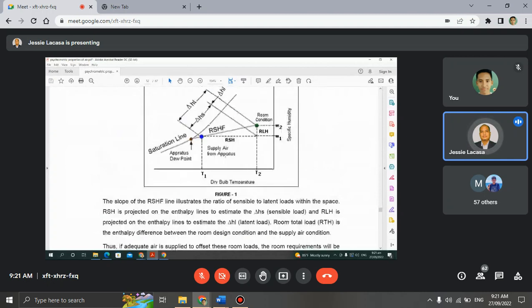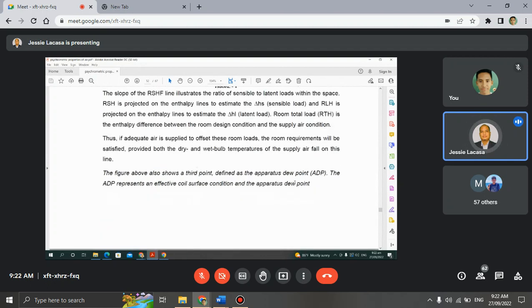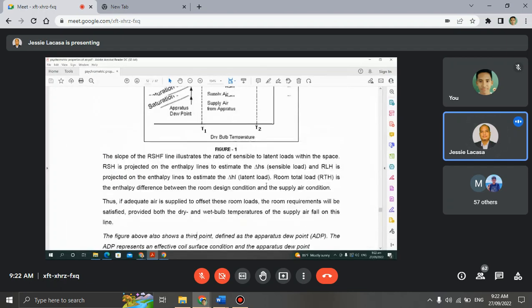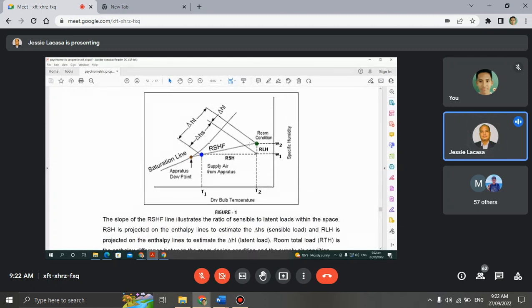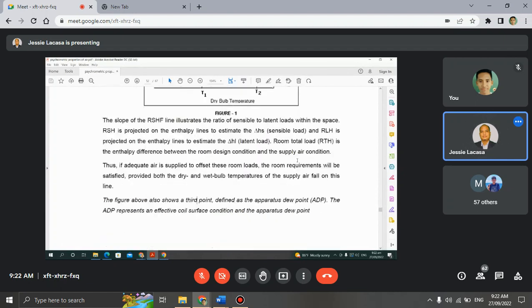So it should hit here. The room supply should lie on this line, no? As long as it is on this line, it is fine. Provided both the dry bulb and wet bulb temperatures of the supply air fall on this line. So it should fall on this, so that it is enough, or sufficient, to reach the room condition.